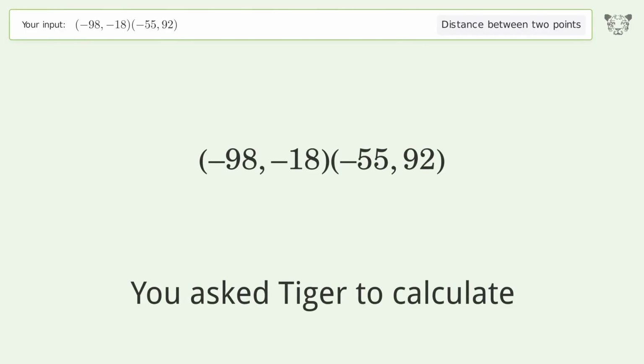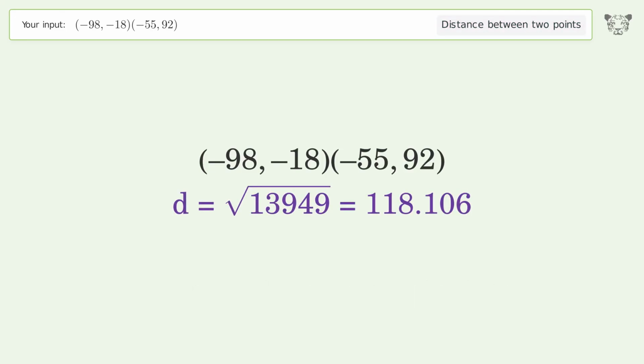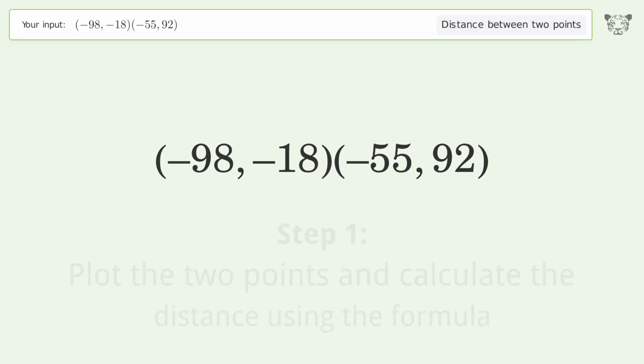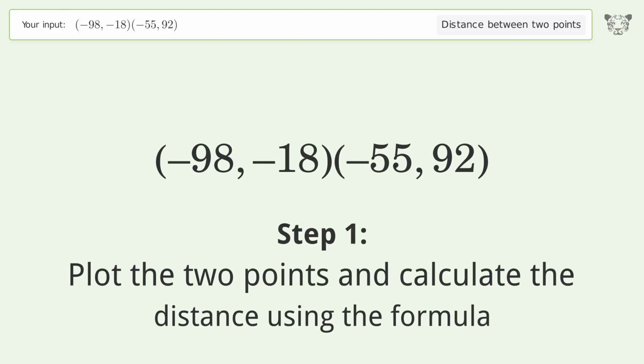You ask Tiger to calculate. This deals with the distance between 2 points. The distance between the 2 points is the square root of 13,949 or 118.106. Let's solve it step by step. Plot the 2 points and calculate the distance using the formula.